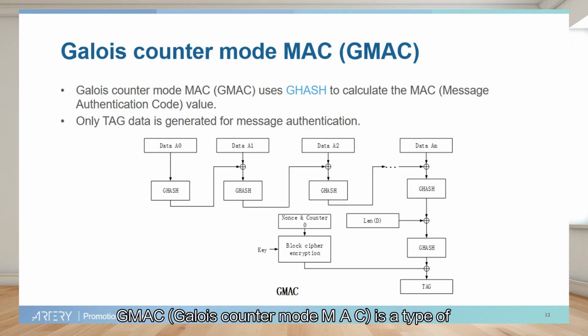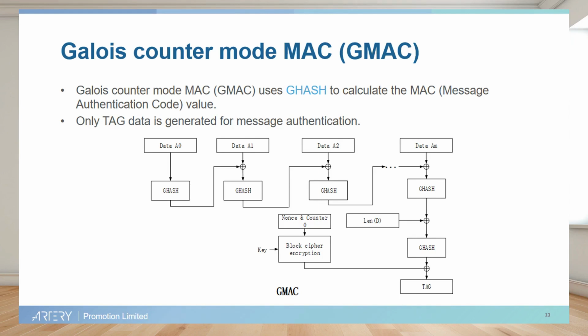GMAC, Galois Counter Mode MAC, is a type of message authentication code (MAC) used in cryptographic communications. It uses GHASH to calculate the message authentication code, that is, the MAC value. GMAC generates tag data only for message authentication, instead of encrypting or decrypting data.